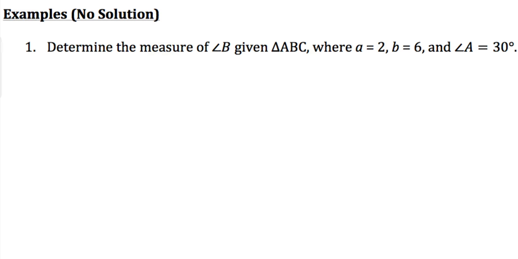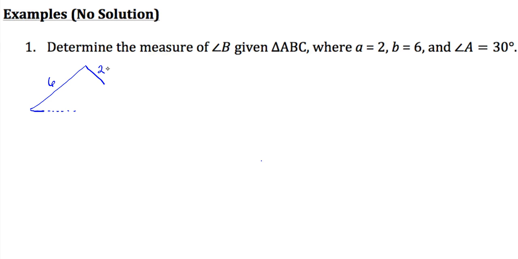Looking at our first example here, I'm going to try to figure out some angles. I have angle A given to me, and I don't know exactly how far this line extends. I'm just going to sketch that I do know that this is 30 degrees, and that 30 degrees is attached to side length B, which is going to be 6. And then I've got side length A over here that's going to be 2.